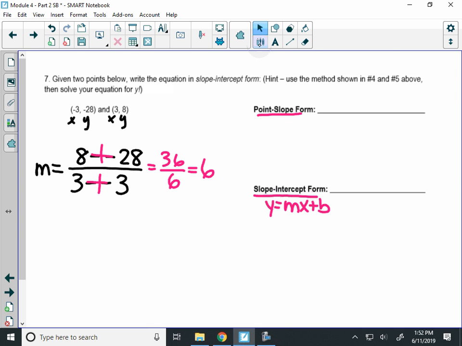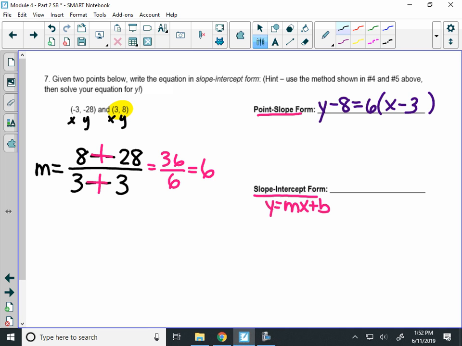Now, I'm going to only do this one time. So I'm going to pick the second point to use just because the numbers are smaller to write my point slope form. You could use the other point if you want. You will end up getting the same answer. So my point slope form is y, I'm going to do the opposite of 8, which is negative 8, equals my slope times x minus 3.